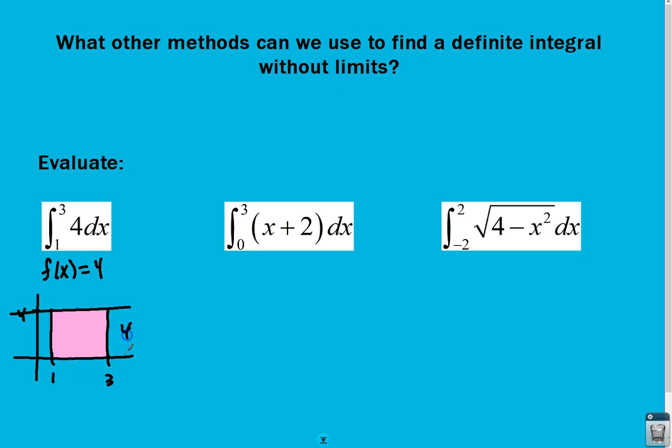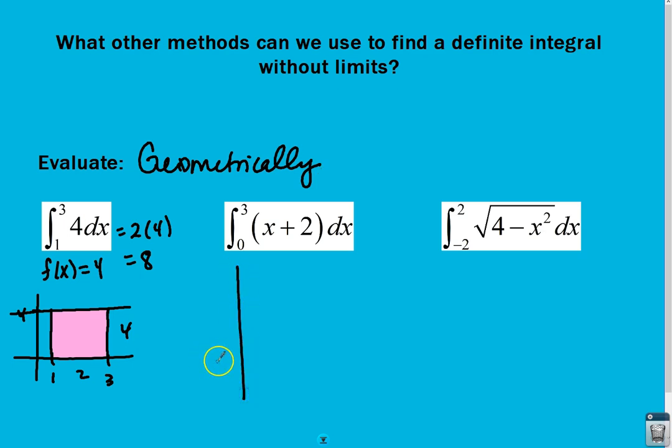So the height is 4. The width is 2. Hey, the area is 2 times 4, which is simply 8. All we had to do here was just use our geometry skills. So all of these we can evaluate using geometry, and we don't even have to use limits at all. Oh, that's so nice, because sometimes those take a while.